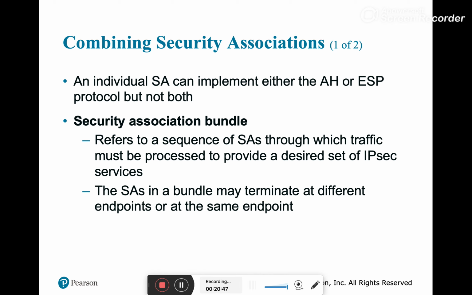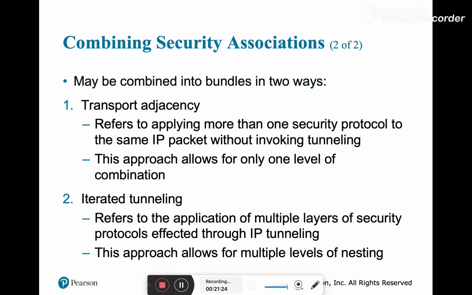So you can create a bundle between two hosts, and you can create multiple security associations between them. That will be a security association bundle. One is using AH, another is using ESP, another is using AH in tunnel mode, one is using ESP in transport mode. So your bundle may terminate at the same point, or it is possible that between the hosts there are gateways. The gateway creates its own security association bundle, so they may terminate at different endpoints.